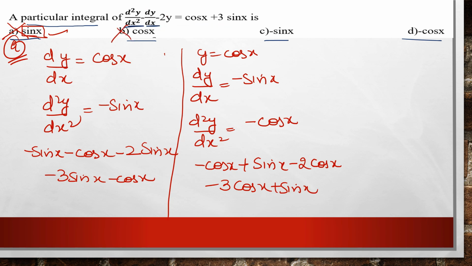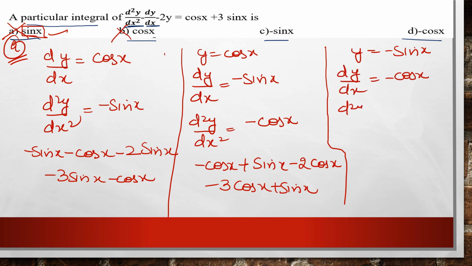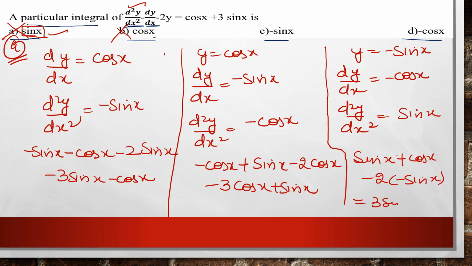Now come to the next one, option C. Option C gives y equals minus sin x. Dy over dx will be minus cos x, and d square y over dx square will be positive sin x, right? Now place the values here. So this will be sin x minus minus plus cos x, and minus 2 into minus of sin x. What you'll get is 3 sin x plus cos x. Now you can see this is the same answer as the right hand side, so option C is correct. Similarly, you can check option number 4 also.